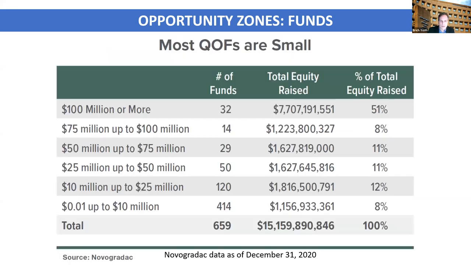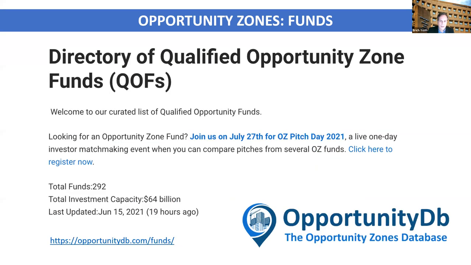Another interesting trend we're seeing is the change in the funds. Instead of a lot of large funds, over half of the equity they're reporting on here is in 32 large funds, but you're seeing a lot of smaller fund sizes: 414 smaller funds that are less than 10 million. Among other directories, the Opportunity DB has a directory as of June 15th, showing $64 billion in capital in just 292 funds. So they have very different numbers of funds than Novogradac's 700, but a much larger amount.